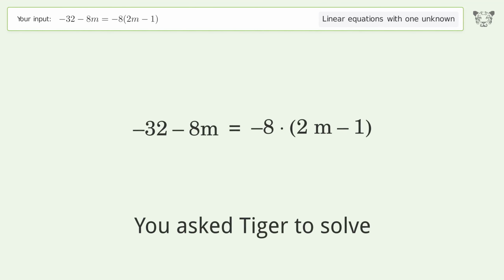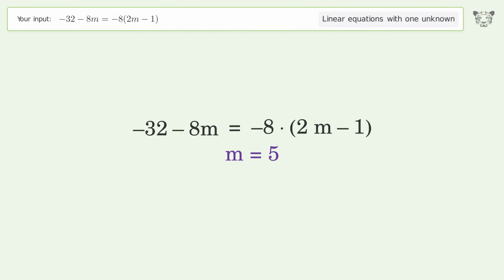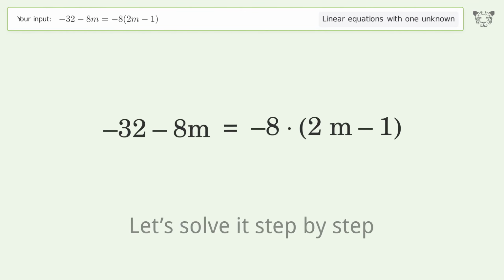You ask Tiger to solve this. This deals with linear equations with one unknown. The final result is m equals 5. Let's solve it step by step.